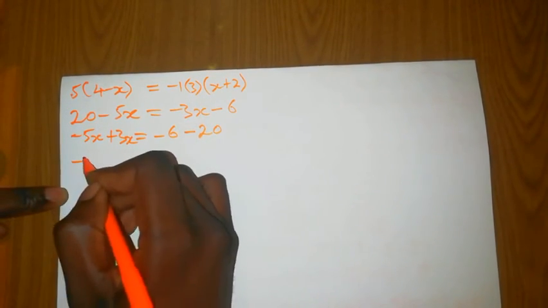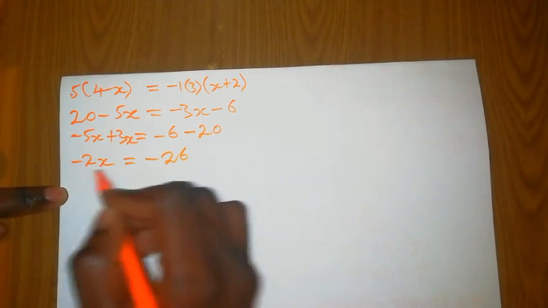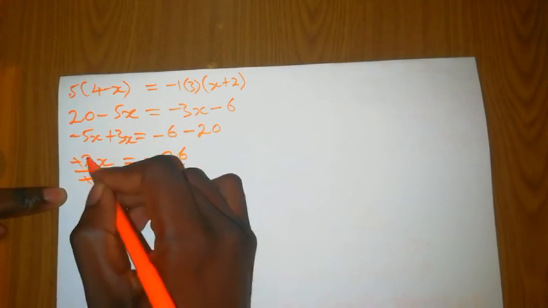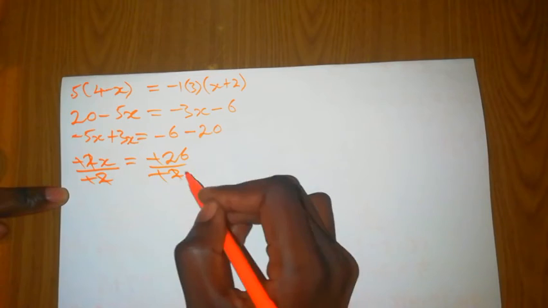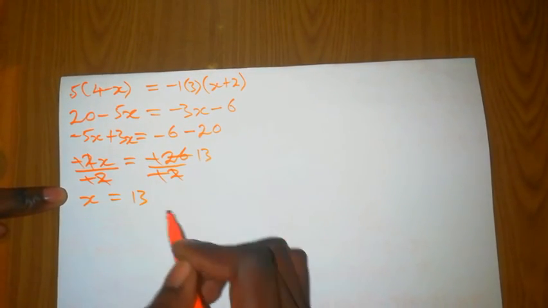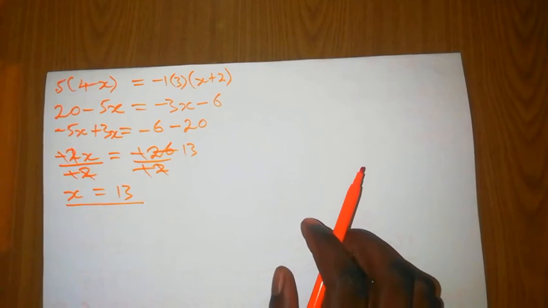Then it's now -2x is equal to -26. I divide both sides by a -2. Both sides. So 2 into 26, that's a 13. Then my x is equal to 13. That is my answer. I've solved my equation.